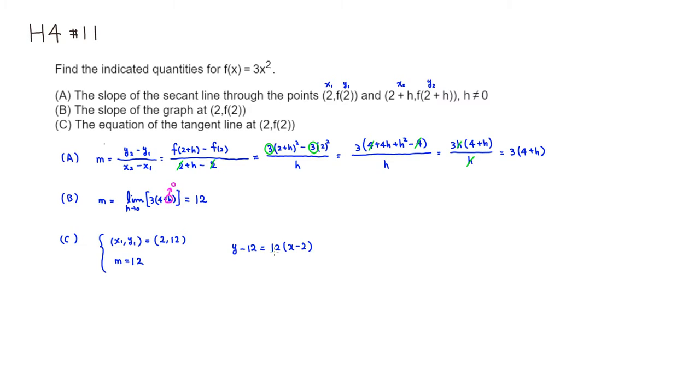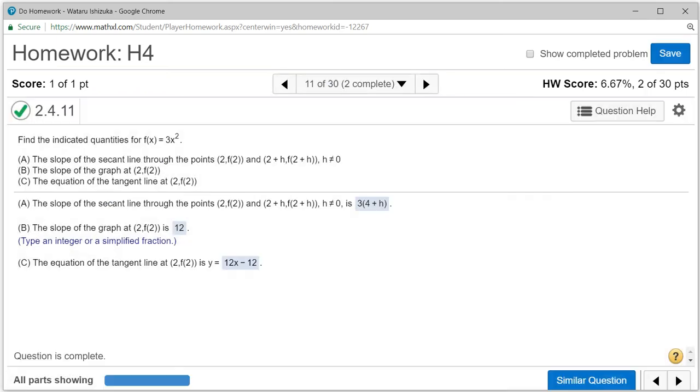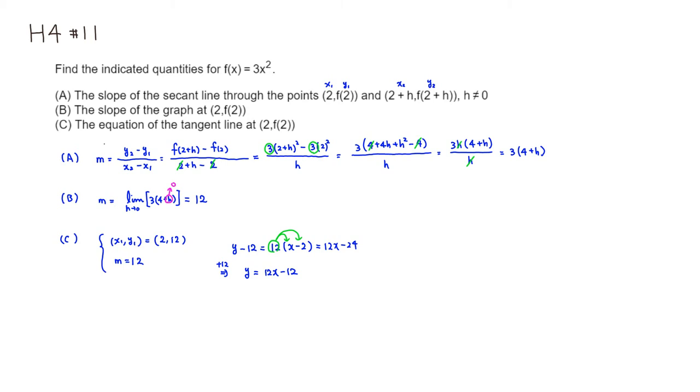By distributing 12 to x and negative 2, we get 12x minus 24. In order to isolate y, I'm going to add 12 to both sides. So you have y equals 12x, negative 24 plus 12 is negative 12. So 12x minus 12. Let's check the answer. We got that. All right, that's it. I hope that this was clear.